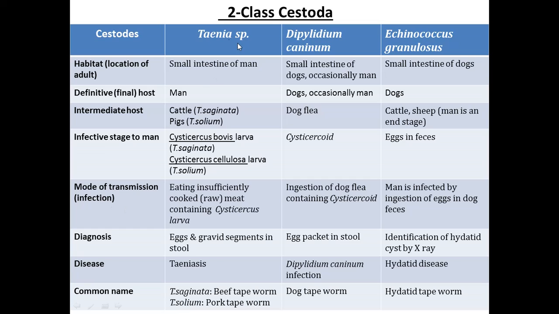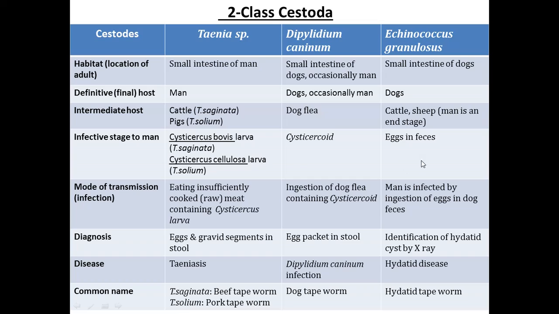Okay, in case of Taenia species, the mode of infection or mode of transmission is eating insufficiently cooked or raw meat, whether the meat of cattle in case of Taenia saginata or the meat of pigs in case of Taenia solium, containing the infective stage, which is the Cysticercus larva. We should mention the name of the infective stage in the mode of transmission. In case of Dipylidium caninum, the mode of transmission is ingestion of the dog flea containing the infective stage, which is cysticercoid.